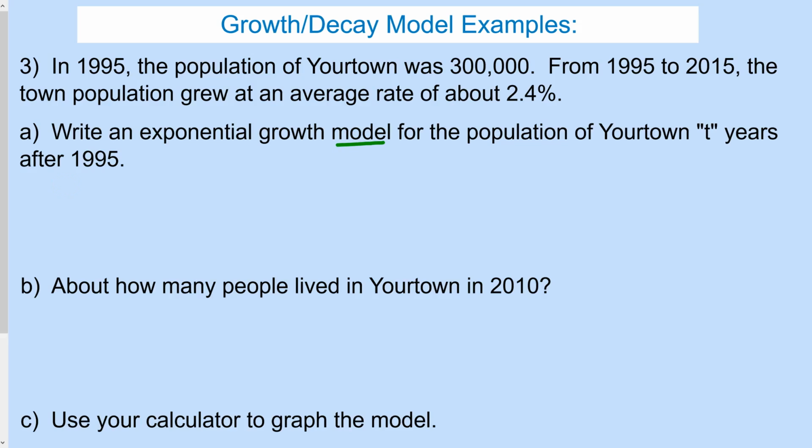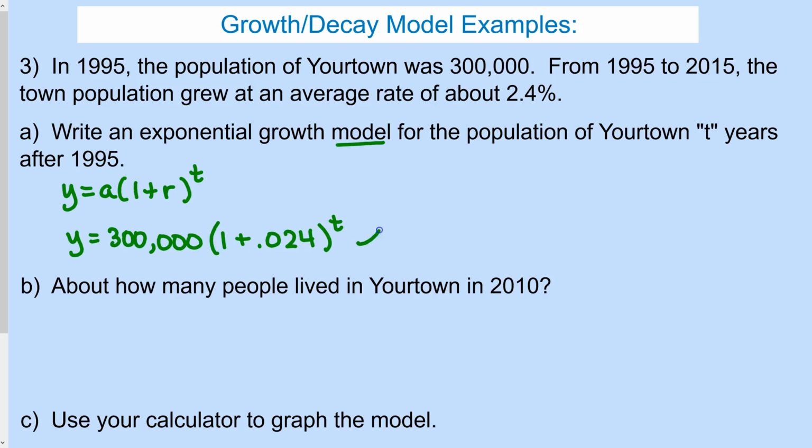So this is growth, so we're going to use y equals a times 1 plus r to the t. And we know the initial population was 300,000, so that's the value for a. And we know the rate of growth was 2.4%. We convert that to a decimal and we get 0.024. And then for our final answer, we can just go ahead and add 1 and 0.024. So we have y equals 300,000 times 1.024 to the t power.